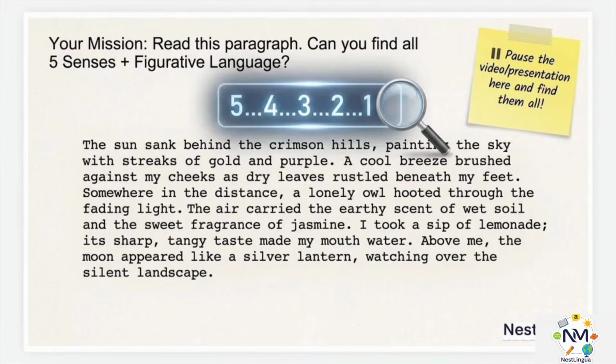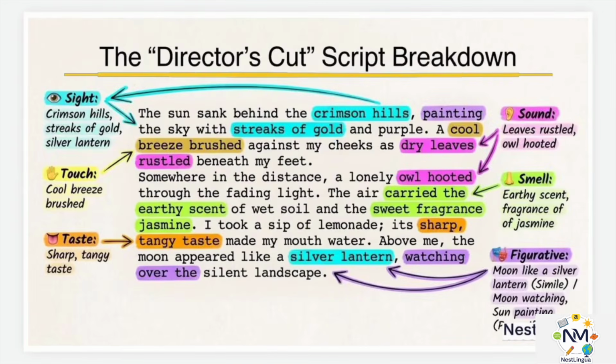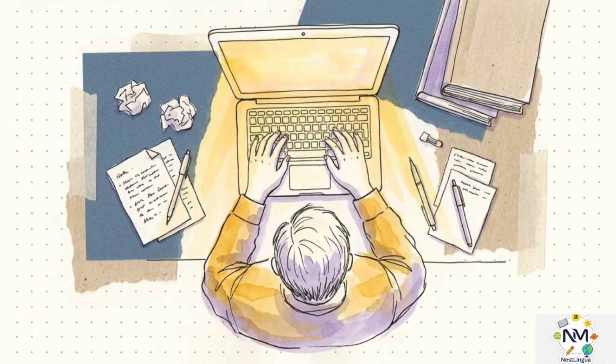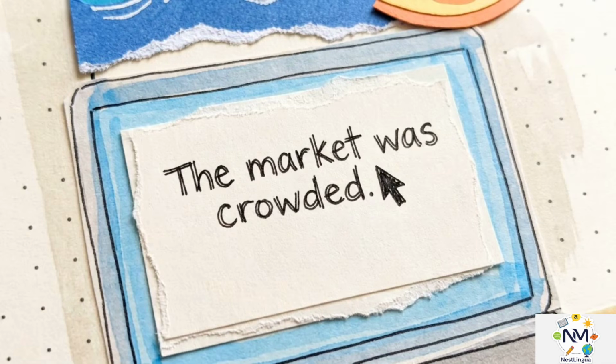You can spot the hidden sensory mechanics operating inside this practice paragraph. Every sentence is anchored to a specific building block. This color-coded breakdown shows the deliberate placement of sight, sound, touch, smell, taste, and figurative elements. Let's look at how this works in practice. We'll take a skeletal two-word sentence. The market was crowded. We apply the sensory toolkit.